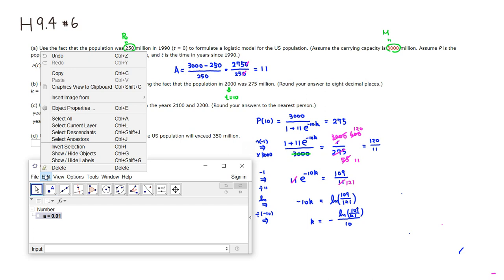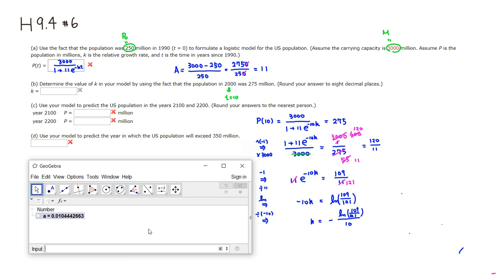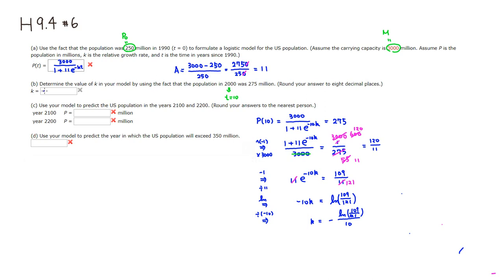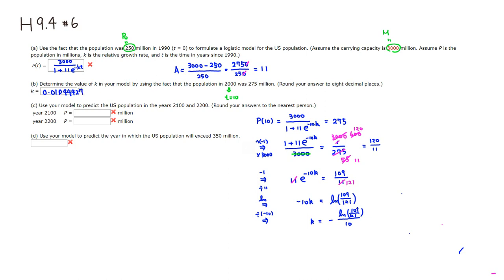I'm going to have to change the rounding to 10 decimal places, since we have to keep 8 decimal places. So it's going to be 0.010444. That's 1, 2, 3, 4, 5, 6, and I need 2 more decimal places. So 2 more, 4 and 27. So let's type it in.